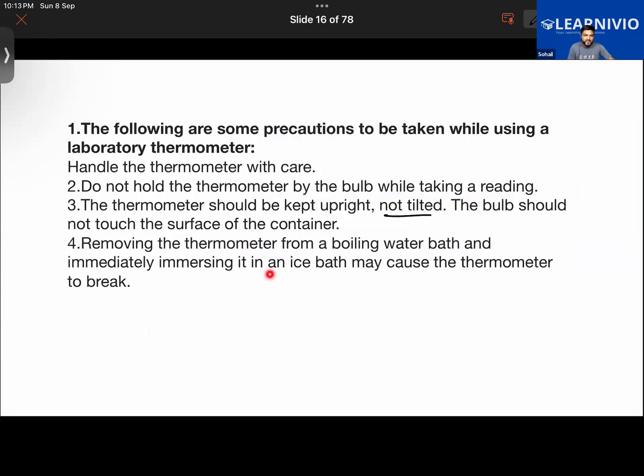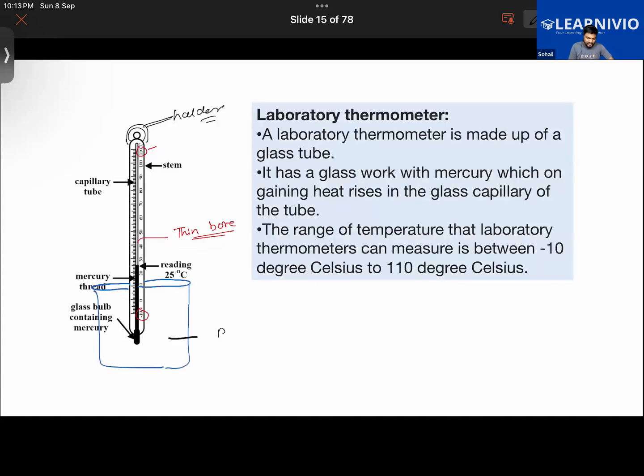Removing the thermometer from a boiling water bath and immediately immersing it in an ice bath may cause the thermometer to break. Say, for example, this is boiling water in which you had dipped the laboratory thermometer. If you take it out of the boiling water and immediately put it in ice water, very cold water, it will break. Getting it?